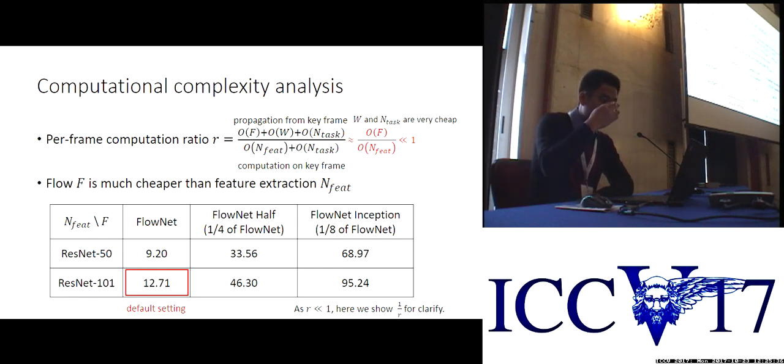By utilizing more modern architectures for flow estimation, here we hand-crafted a structure called FlowNet Inception by borrowing the idea of the Inception network. Its computational cost can be about 100 times smaller than that of ResNet.